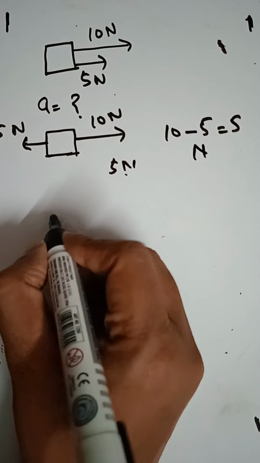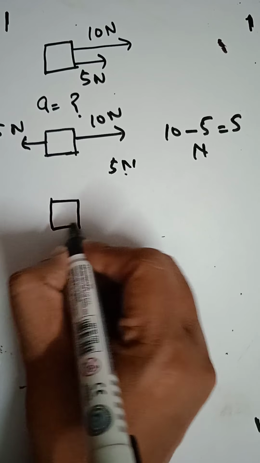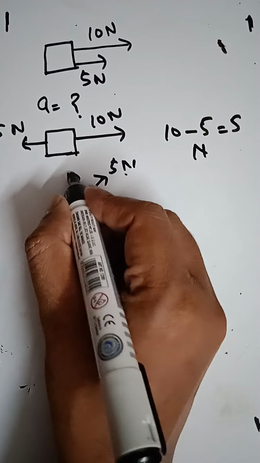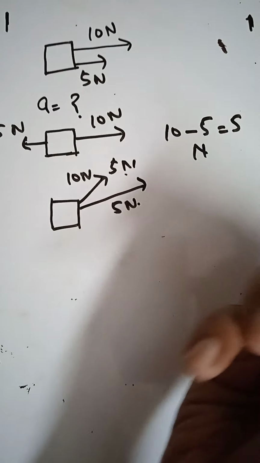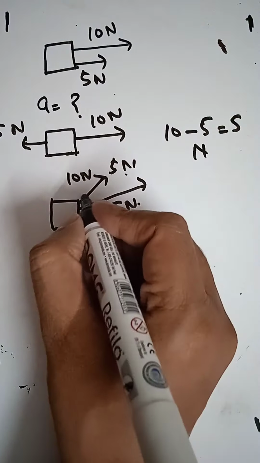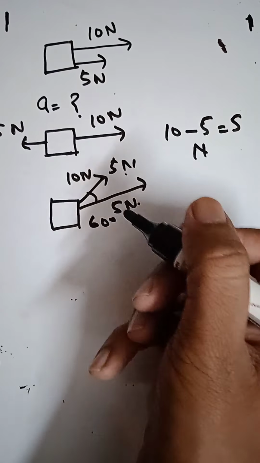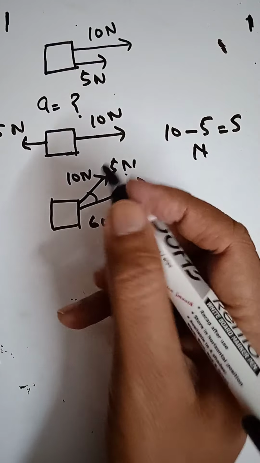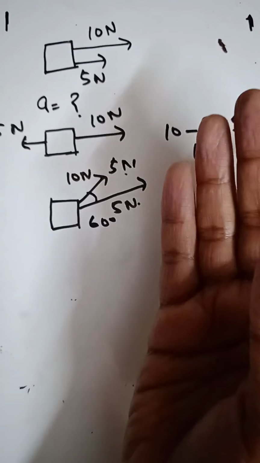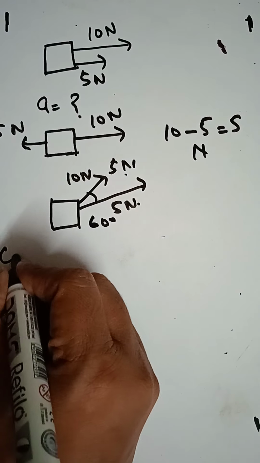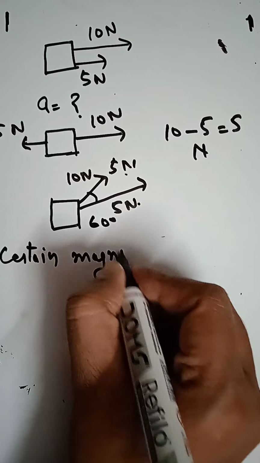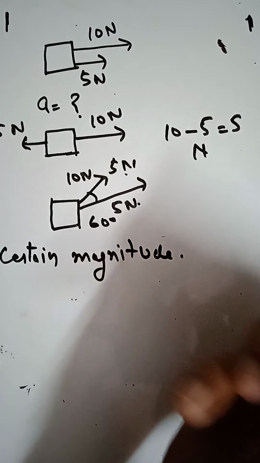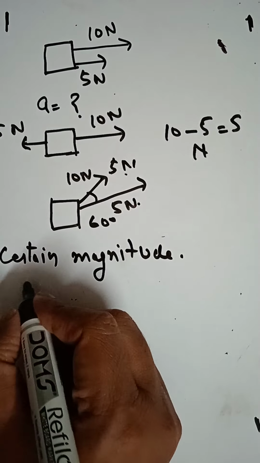Now, what will happen if we apply the force 10 Newton like this and 5 Newton like this, making a certain angle 60-degree with each other. So this force will have a certain result, that means a certain magnitude, and it will go in a certain direction.